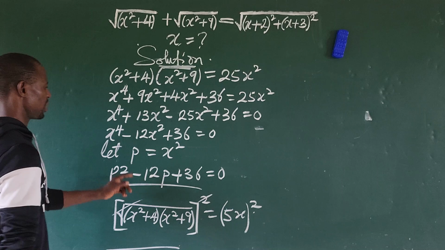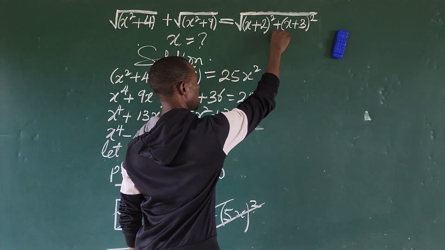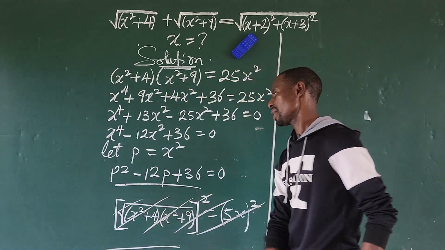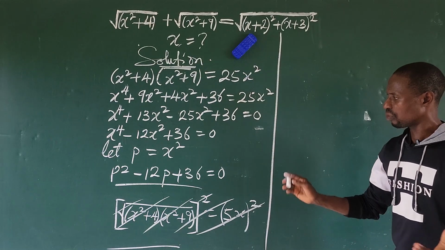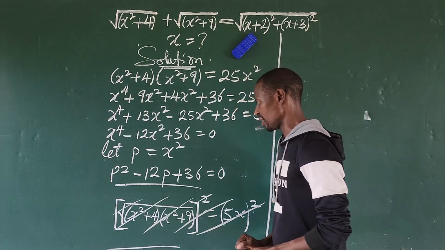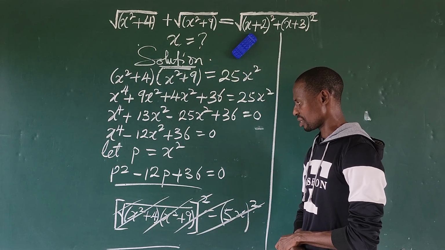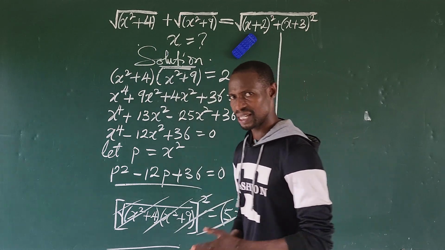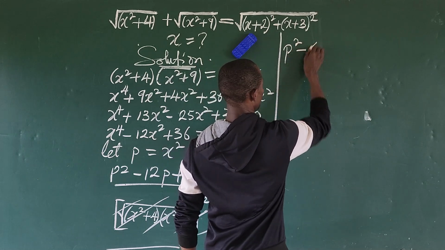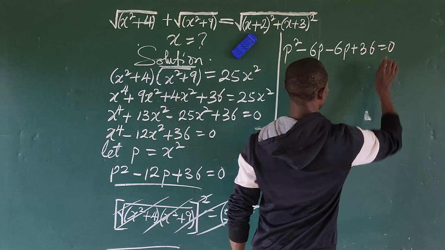So we now discover that we have a quadratic equation in p. We look for two numbers whose sum will give us minus 12 and whose product will give us 36. Definitely that will be minus 6 and minus 6. So you can write this expression as p to the power of 2 minus 6p minus 6p, then plus 36 equal to 0.